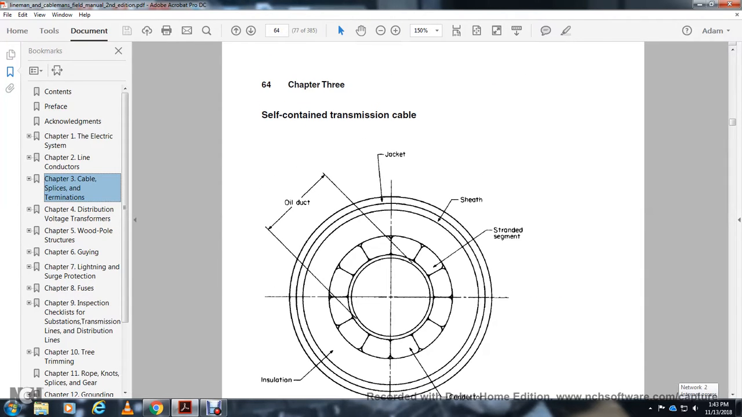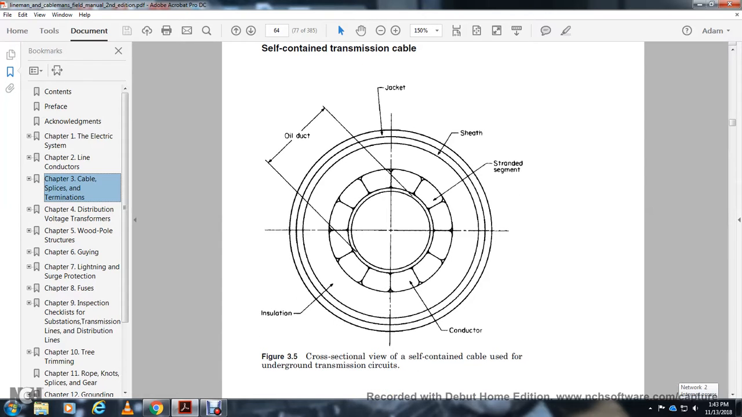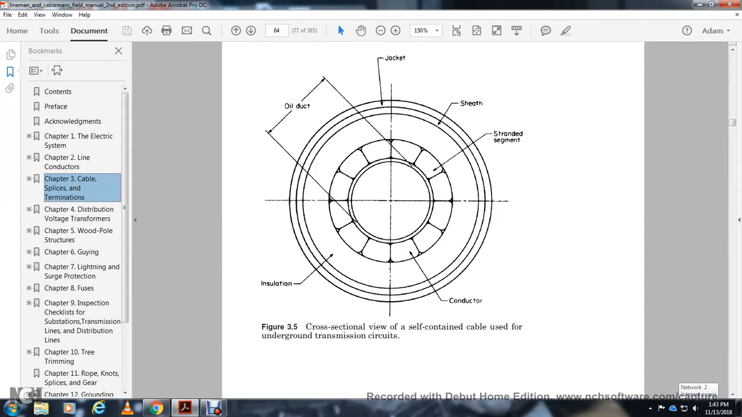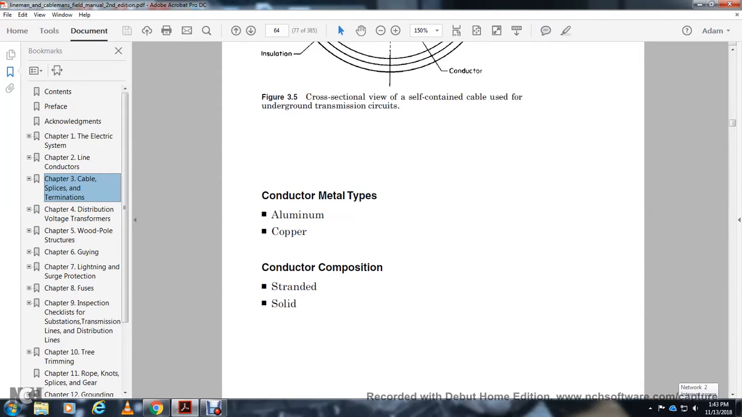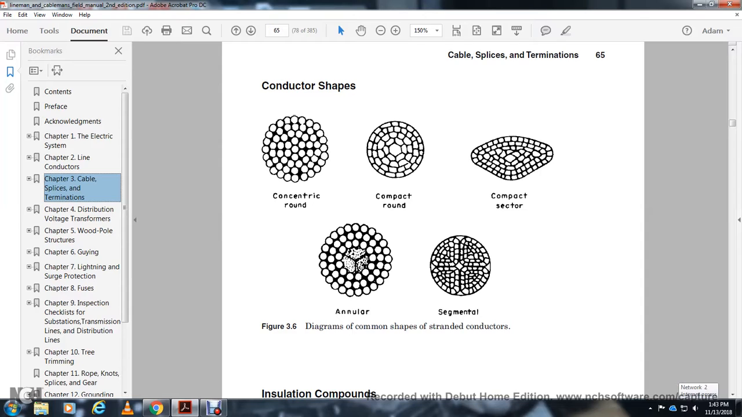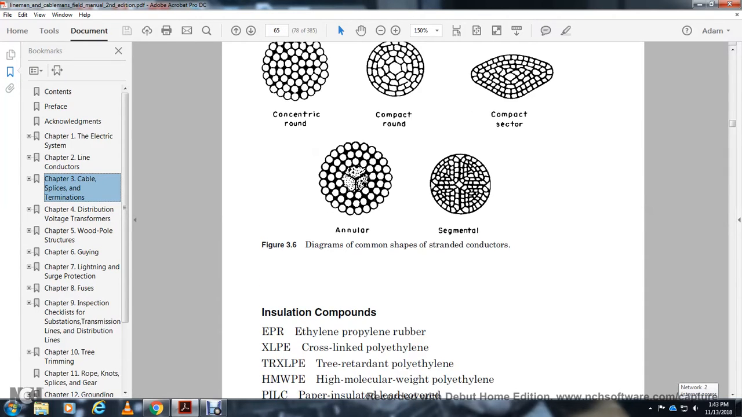Alright, page 64. Self-contained transmission cable: oil duct, jacket, sheath, drainage segment, conductor, insulation, cross-sectional view. Self-contained cable is used for underground transmission circuits. Conductor metals are aluminum and copper. Conductor composition is stranded or solid. The diagrams show common shapes of stranded conductors: concentric round, compact, sector, angular, and segmental.